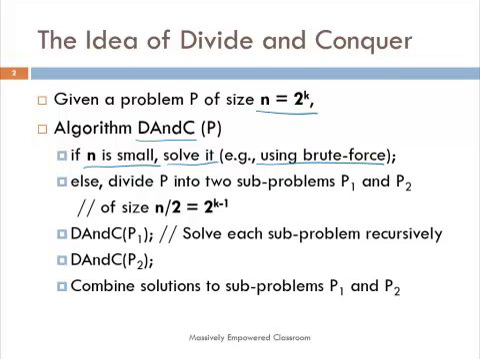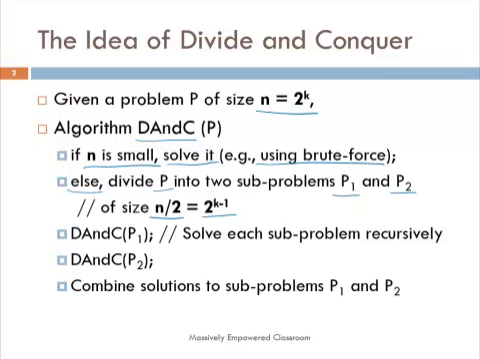The second part of a divide and conquer algorithm is, if the problem is not small, else we divide the problem P into, let's say, two subproblems, P1 and P2. Usually they are of equal sizes. So they will be of size n by 2 or 2 to the power of k minus 1. In general, we may not always divide a problem into two subproblems. We may divide it into three subproblems or some other number of subproblems. But the most typical cases are when we divide the problem into two or three subproblems of equal sizes.